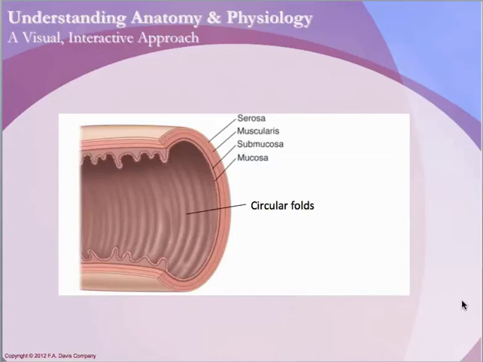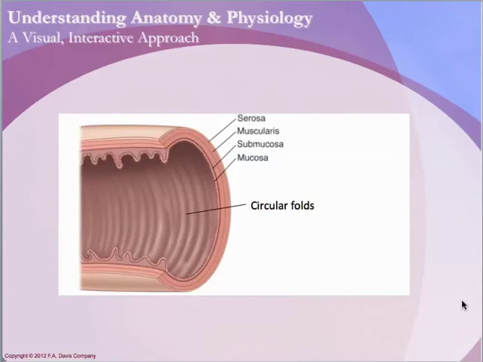The intestinal lining contains multiple projections that increase its surface area and enhance the absorption of nutrients. First, we have the circular folds that slow the progress of chyme and increase its contact with the mucosa. We want that to happen so that it's sitting there so we can absorb what we need of the chyme.